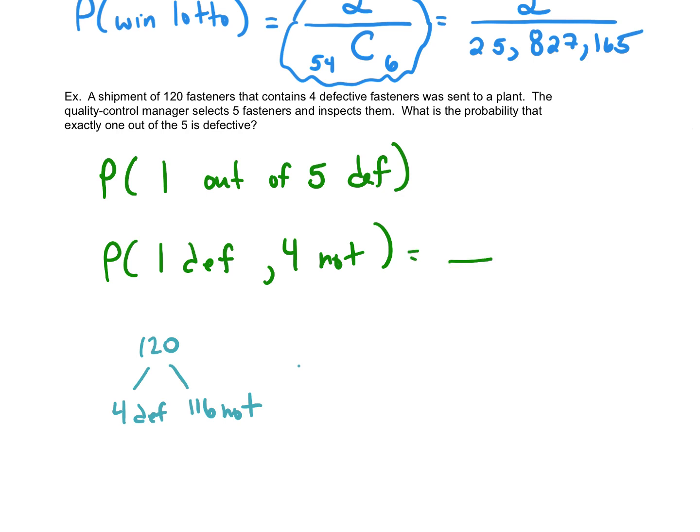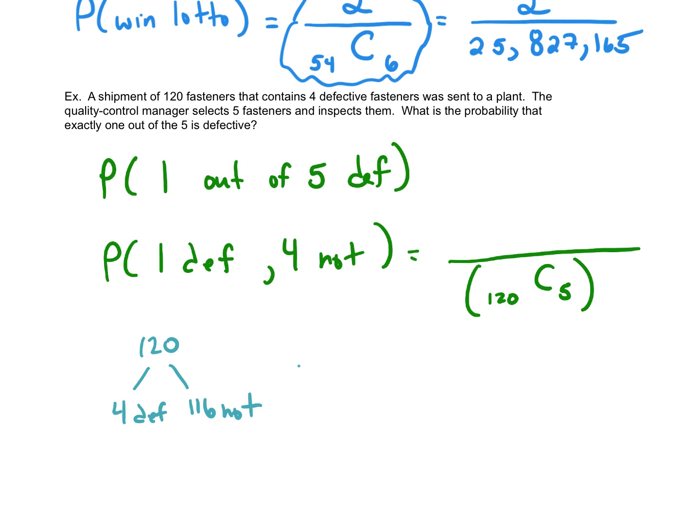So, when I'm finding this probability, first I'll find the total number of ways that can happen. There's 120 fasteners, and I'm picking 5 of them at a time. So my total number of ways this can happen is 120 choose 5. It's a combination, because again, I don't care which fastener is defective. I don't care if it's the first, second, third, fourth, fifth. I just want 1 out of the 5 to be defective. So I'm picking those 5 out of the 120. Now, you can think about this in 2 ways.